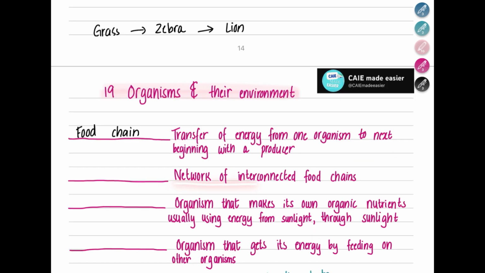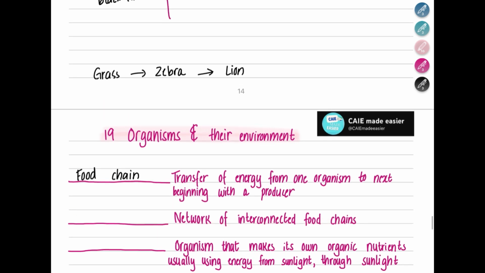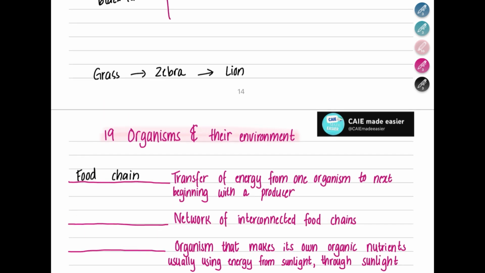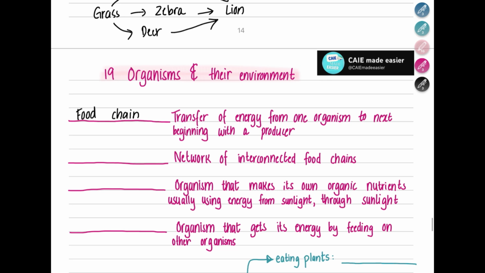What is a network of interconnected food chains? So if a hen feeds on the grass, and the hen is eaten by a human, and this human is also eaten by a lion, and grass is also eaten by deer, and the deer by the lion, there are interconnected food chains. We call this a food web. It has multiple food chains inside one.